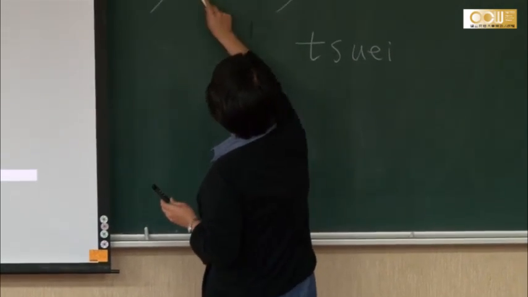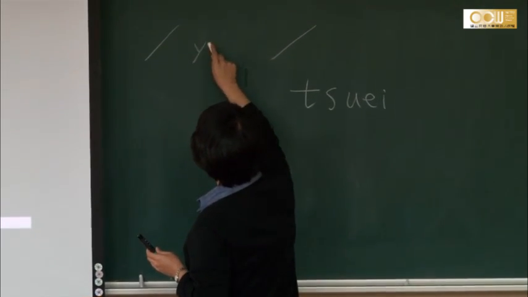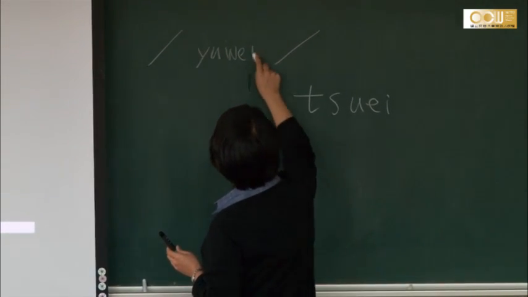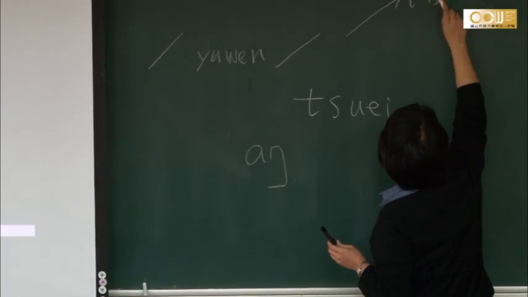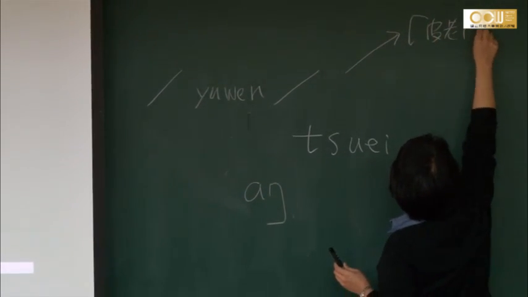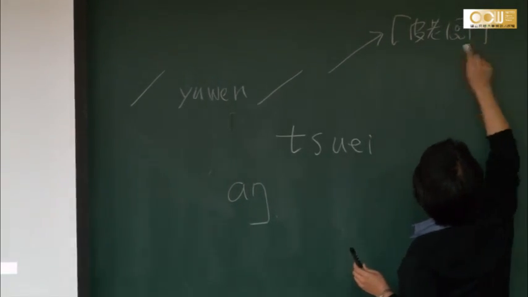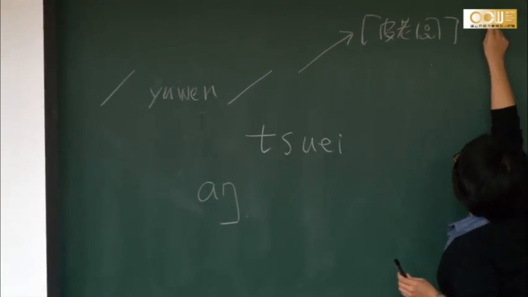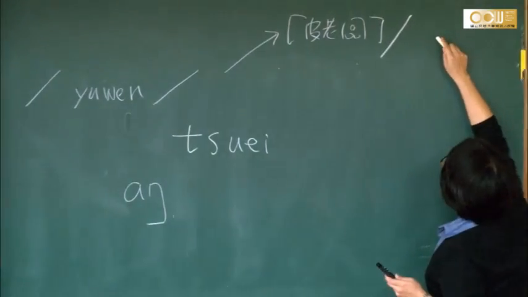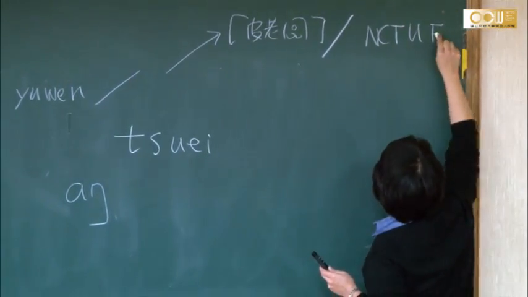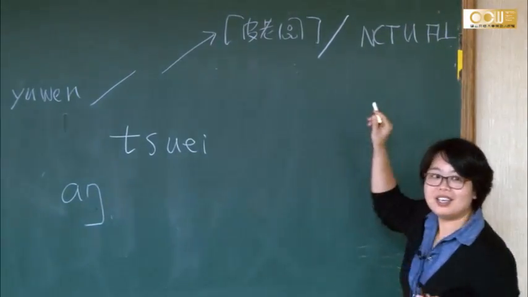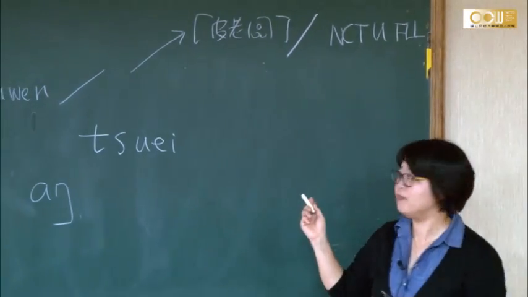This means "in the environment of." So underlyingly, there's a UN, but on the surface as 皮老板. Notice I use the bracket. In the environment of NCTU FLL, in this context, I'm your 皮老板.